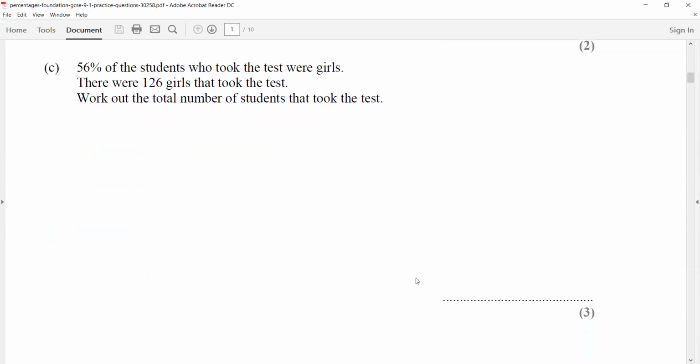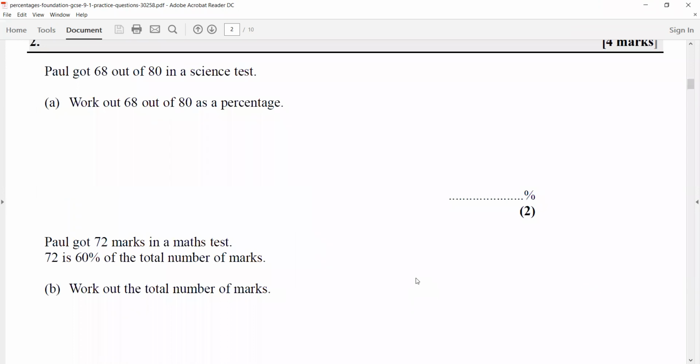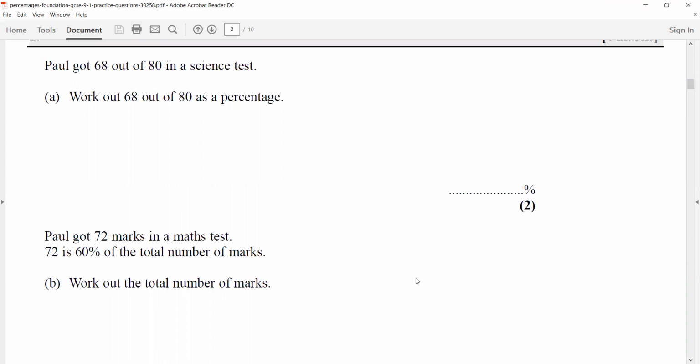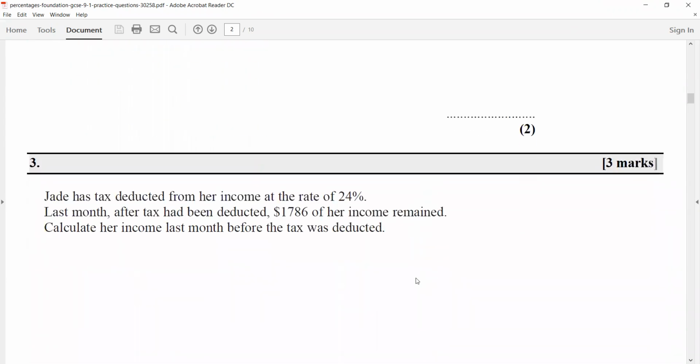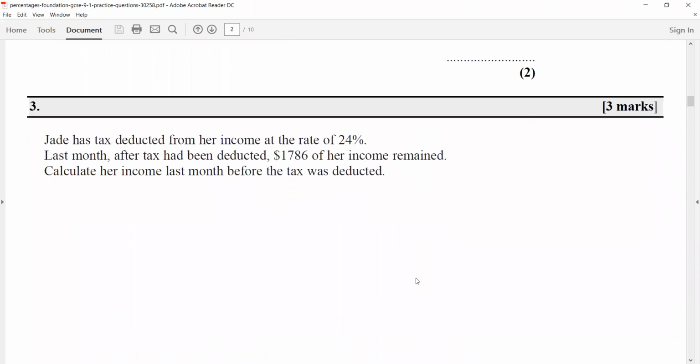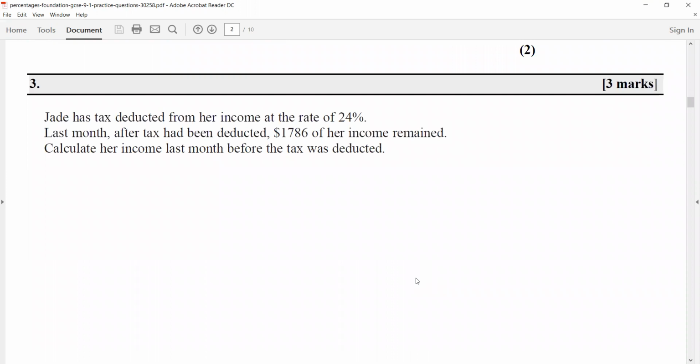Right, let's try and find something slightly different. So we've worked out how to turn a worded question into percentages. That kind of repeated on question 2, and it looks like question 2 is fairly much the same. Right, next one then. Jada's tax is deducted from her income at a rate of 24%.